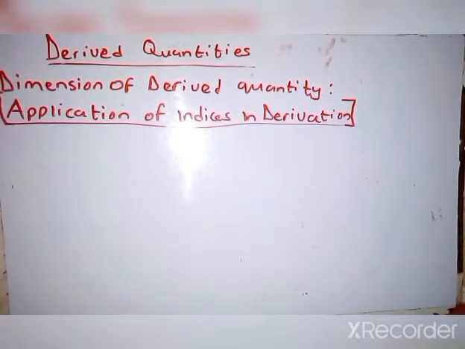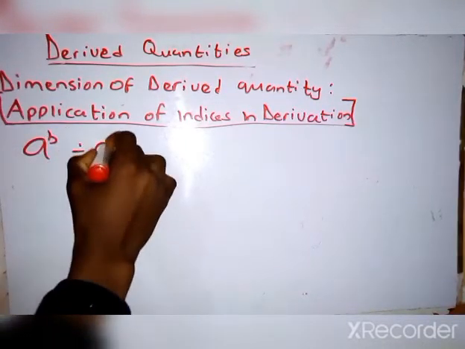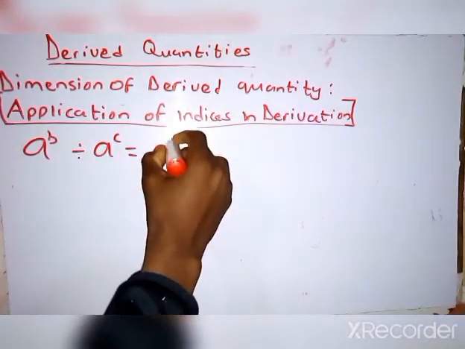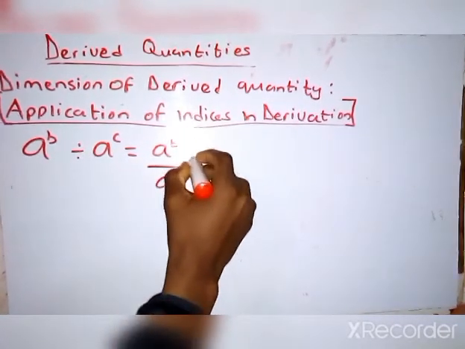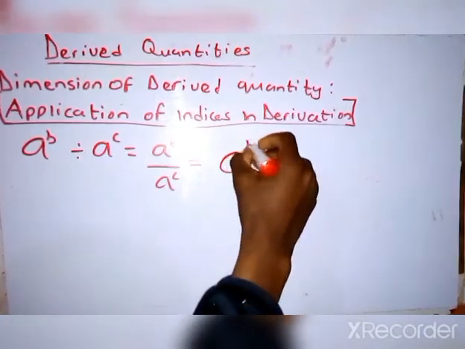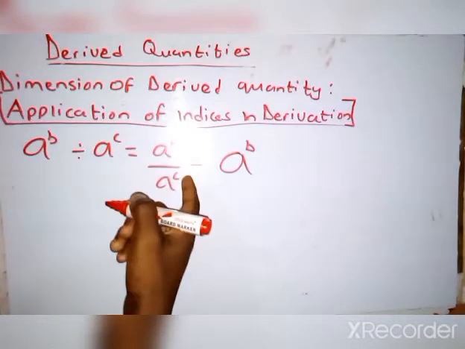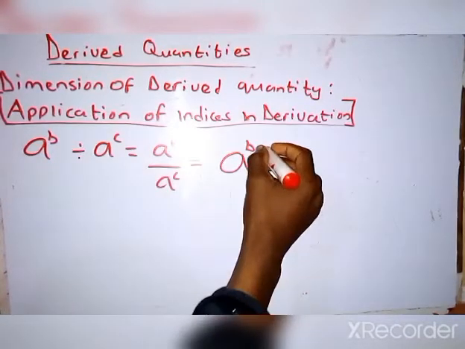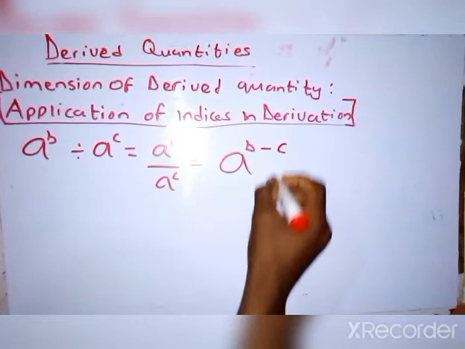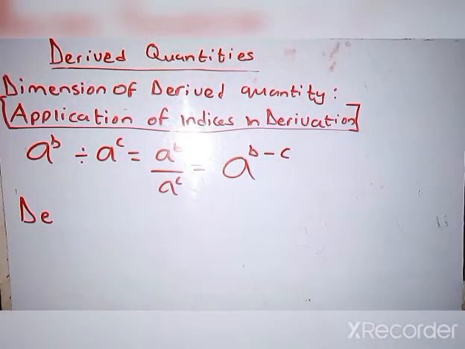We also use the division law of indices. Let's say we have a raised power b divided by a raised power c, which can be written as a raised power b over a raised power c. When the bases are equal, we just write one base raised to the power b minus c, that is, you subtract the power of the denominator from the power of the numerator. So this is the law. We apply it to the derivation of derived quantities now. So let's say we have density.